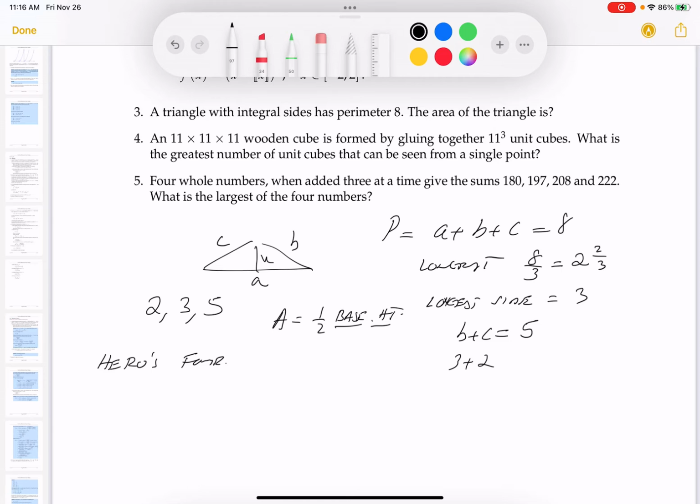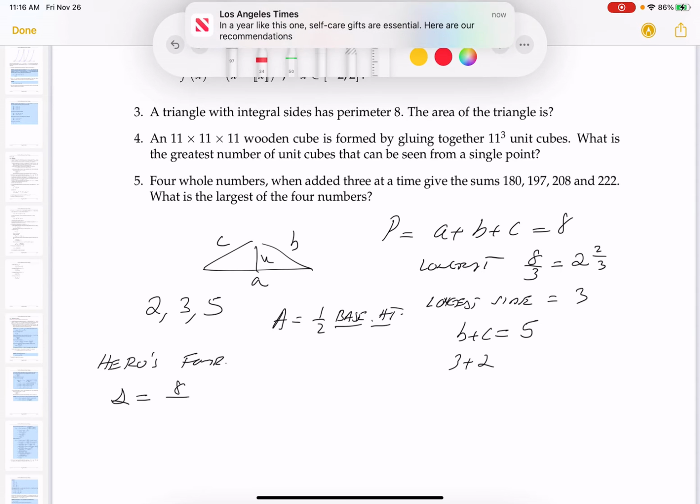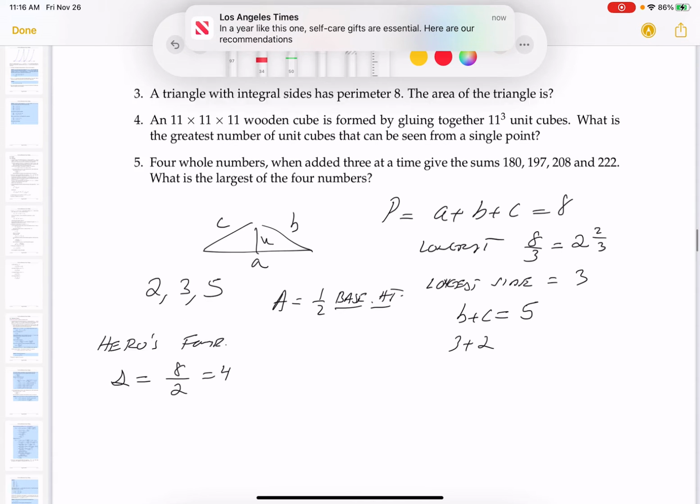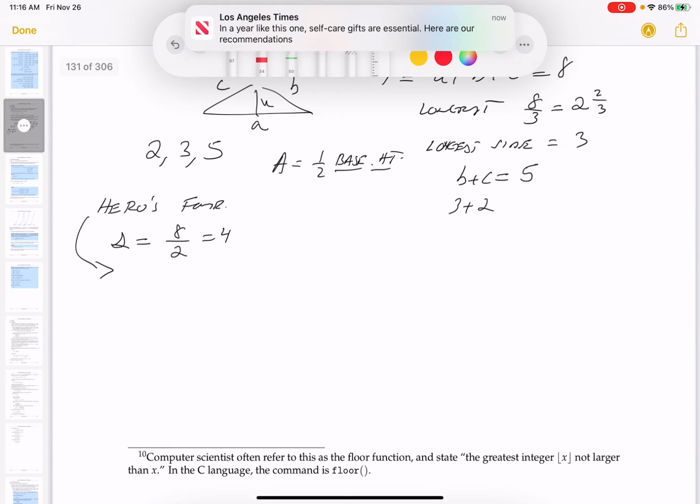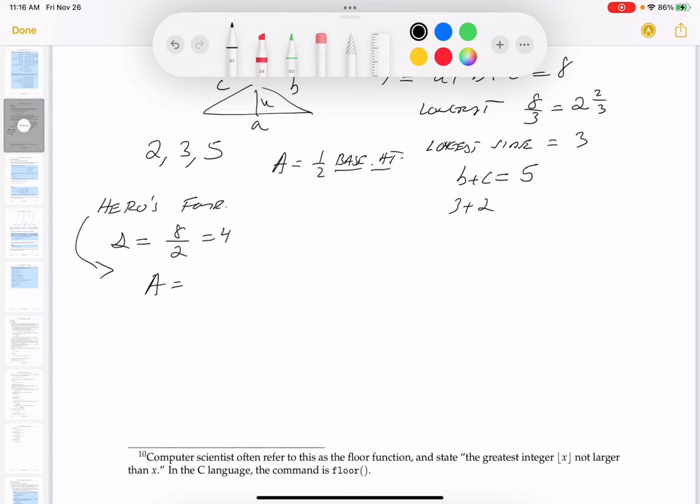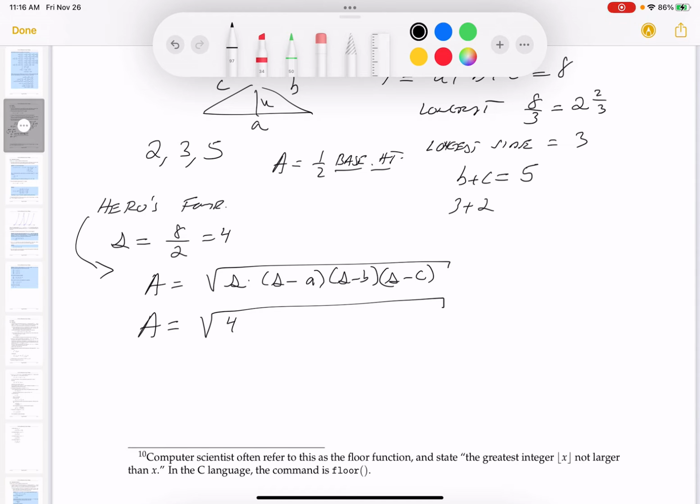And that's going to use the semi-perimeter, S. The semi-perimeter is half the perimeter, which is 8 divided by 2, which is 4. And the area using Heron's formula is going to be A equals, let's write this down, the square root of S times S minus A, S minus B, S minus C. I think I can write that down now. So the area, again, the semi-perimeter is going to be 4, and then 4 minus 2.